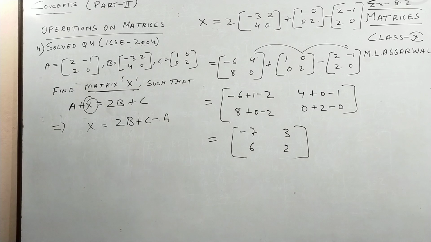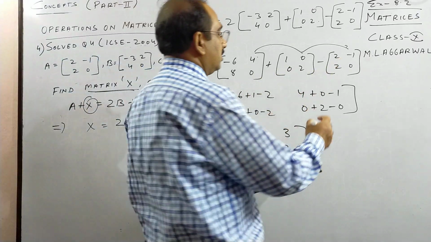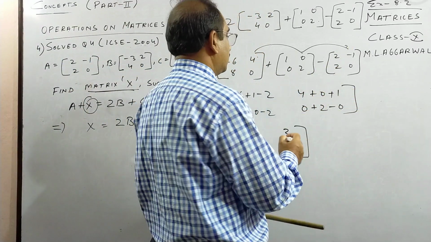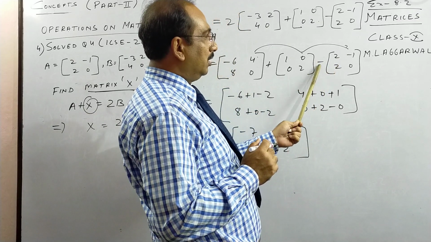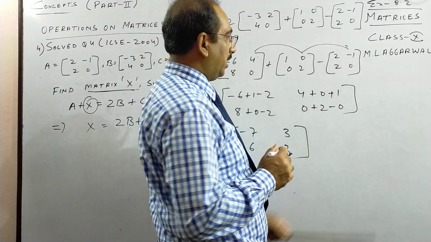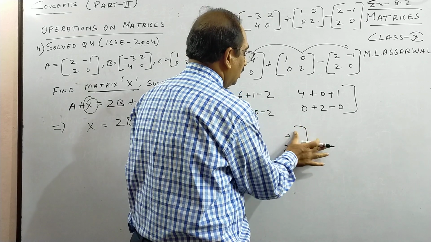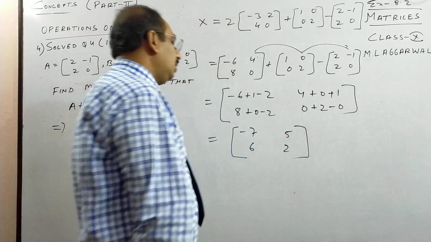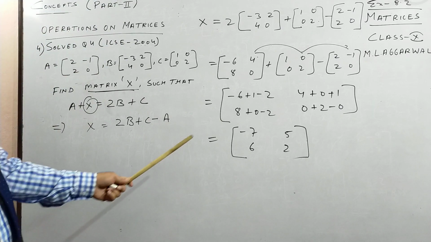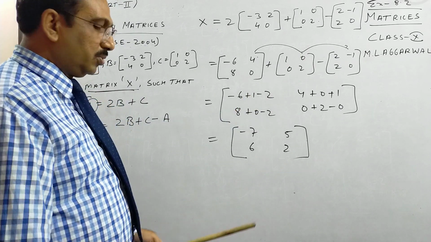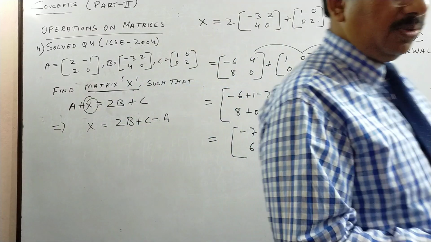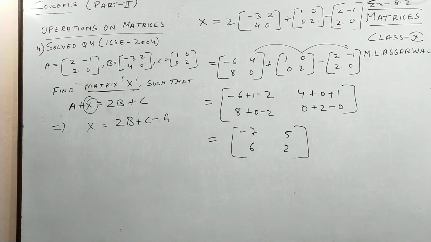Once you solve it, children, here minus minus will become plus. See here, one small thing I did not see, minus and minus. So this won't be 3, this will be 5. So check the sign before you do so. Kindly pause the video and copy, and then we move on to other ICSE questions.